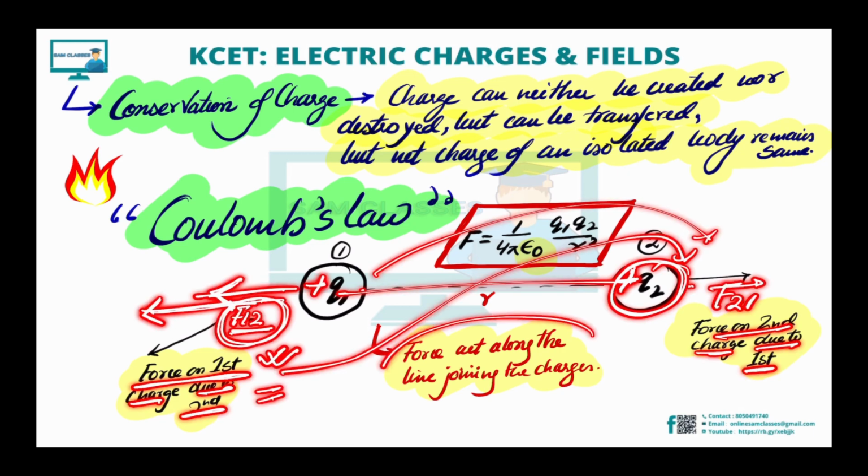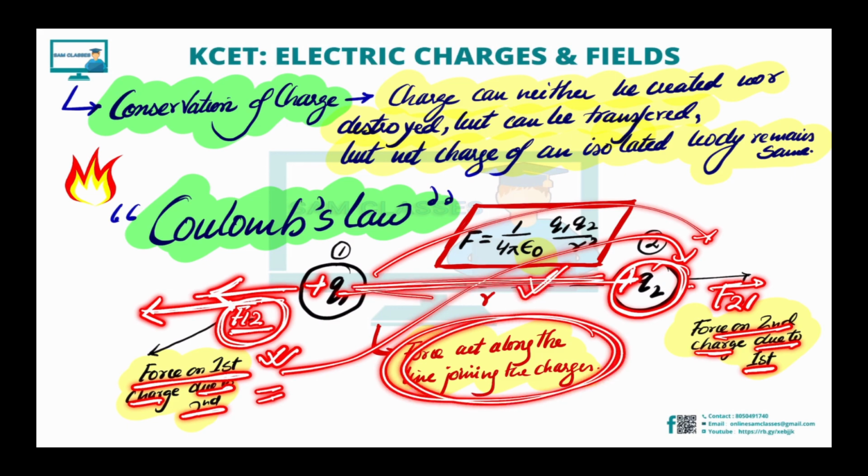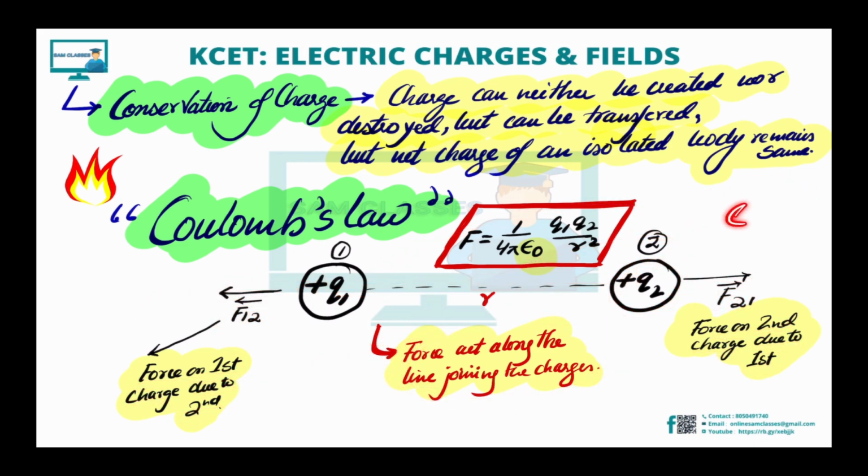Now, the second point we have to know is that force always acts along the line joining the two charges. If this is one charge and this is another charge, the force will always act along the line joining these two charges. That's why it is also known as central force, or it is central in nature. Clear?